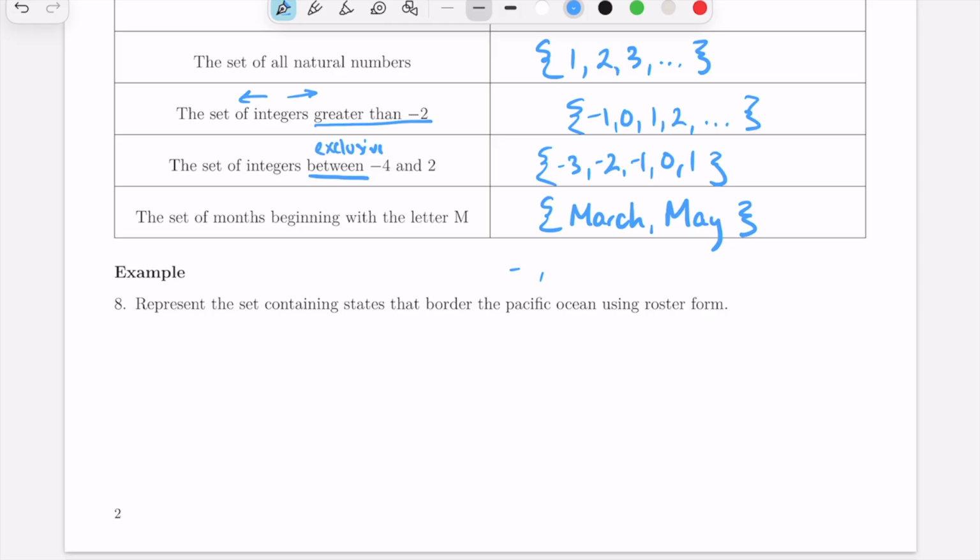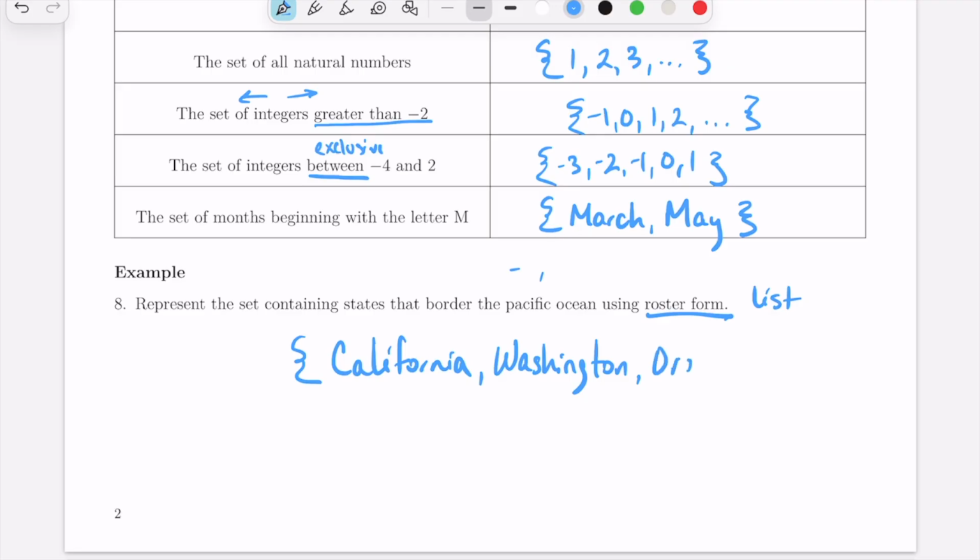Represent the set containing the states that border the Pacific Ocean using roster form. So, first of all, roster form. That means that I'm making a list. It also means that I'm going to start my list with a brace, and now I just need to identify those states. If you know them, great. I'm pretty sure I know them. We have California. We have Washington. And we have Oregon.